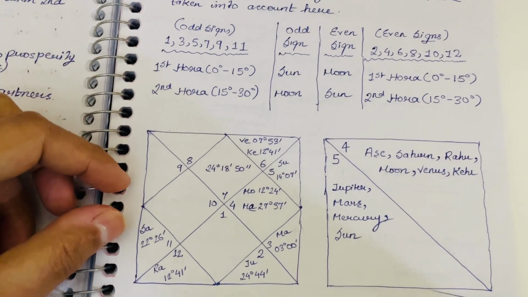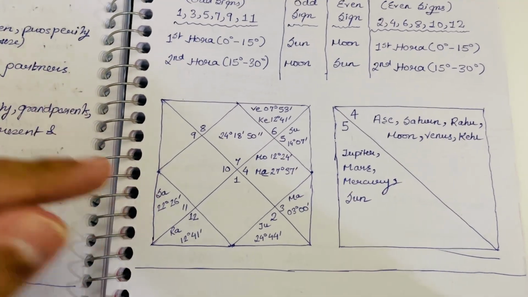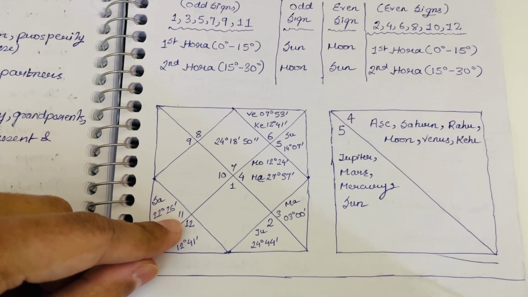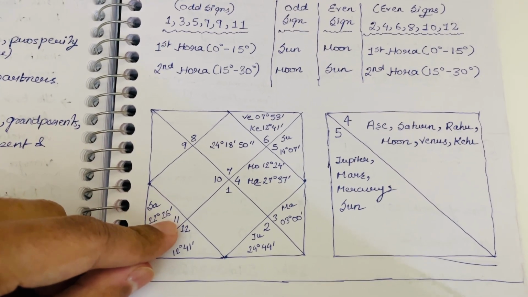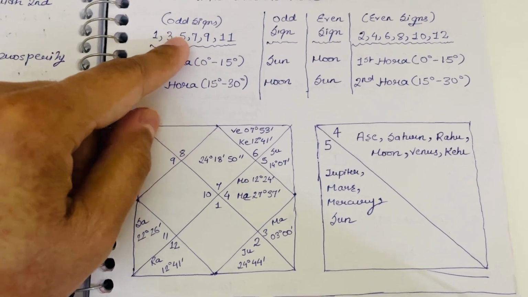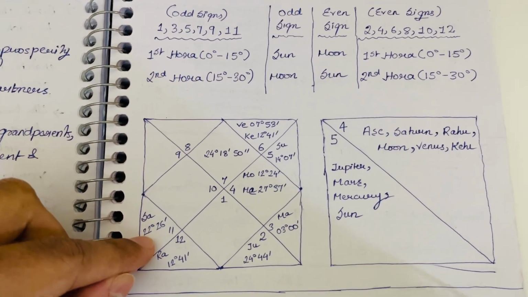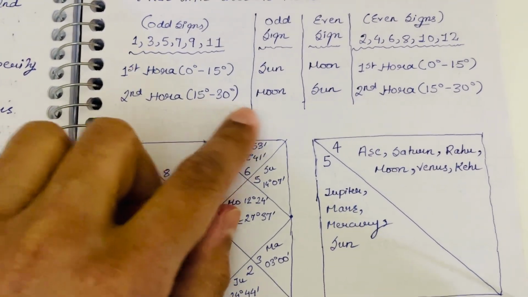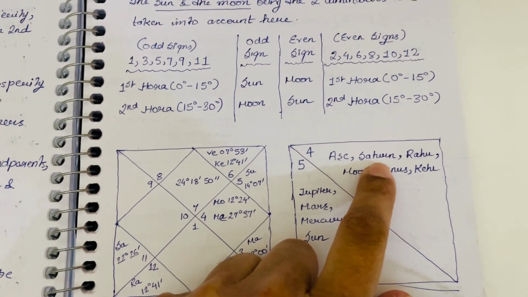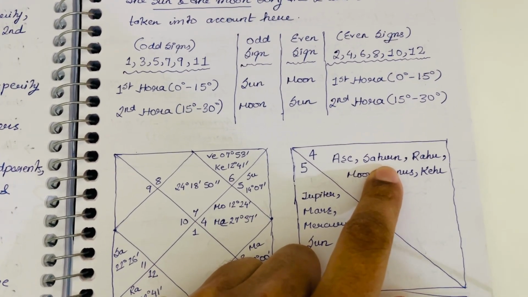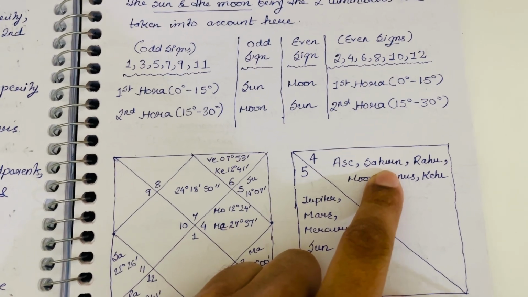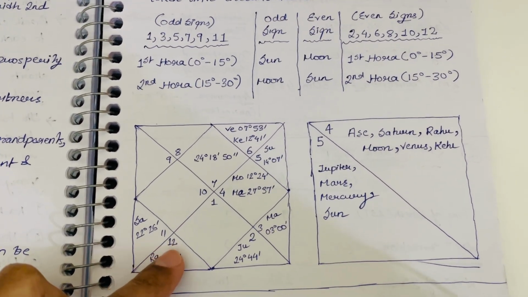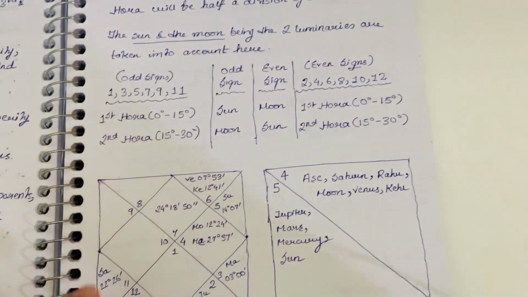Let's come to the next planet. The next planet is Saturn. Saturn is in the sign of Aquarius. Aquarius, 11, is again an odd sign. Saturn's longitude is 22 degrees 26 minutes, which is again falling in the second hora ruled by Moon. So Saturn also comes over here in the sign of Cancer in the D2 Hora chart. Rahu, 12 degrees 41 minutes, is in the sign of Pisces. Pisces, 12, is an even sign.